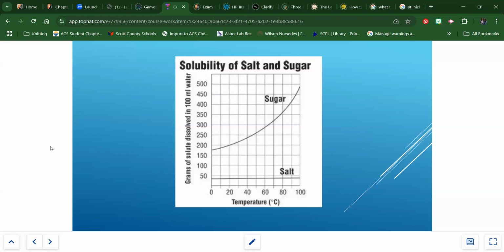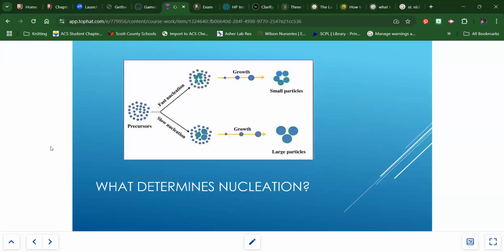The longer it takes for the crystals to form, the fewer nucleation sites there are. Okay, so what determines the nucleation? Fast nucleation is going to give us small particles. Slow nucleation is going to give us large particles. Okay, so fast happens when I start with something concentrated. Slow is when it's more dilute. But if it's too dilute, I might not get any crystals at all.